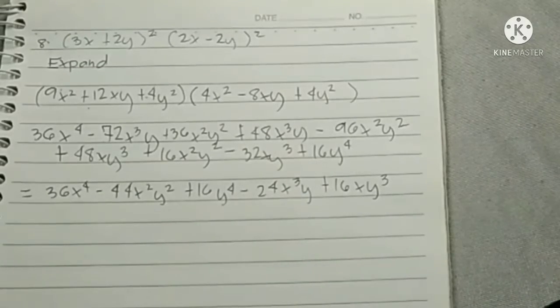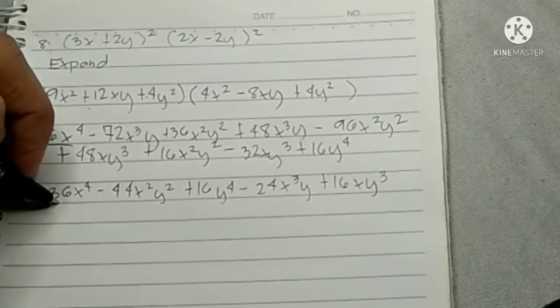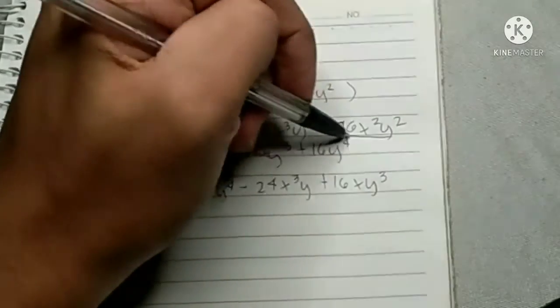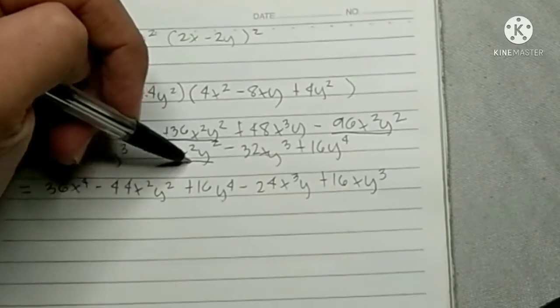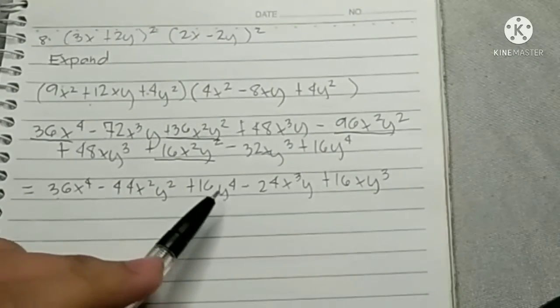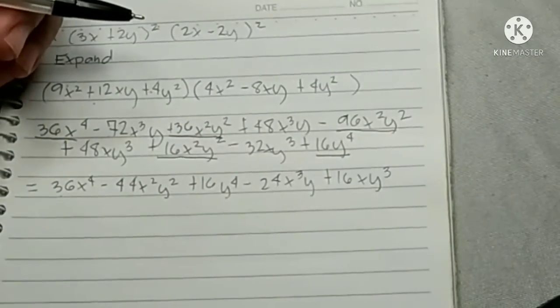Then after that, we will combine like terms. So because 36x raised to 4 has no like terms, we can write it down. Then combine these two, then we get the 44x squared y squared. Then let's just put 16y raised to 4 because it has no like term.